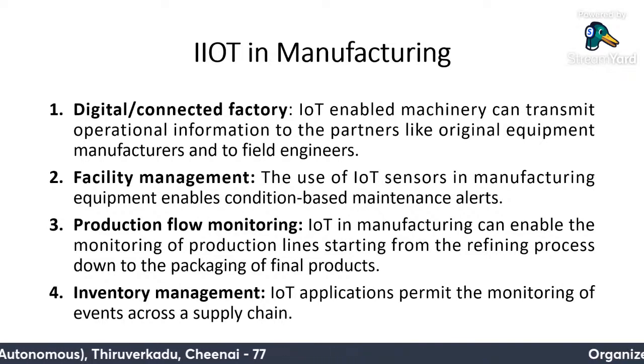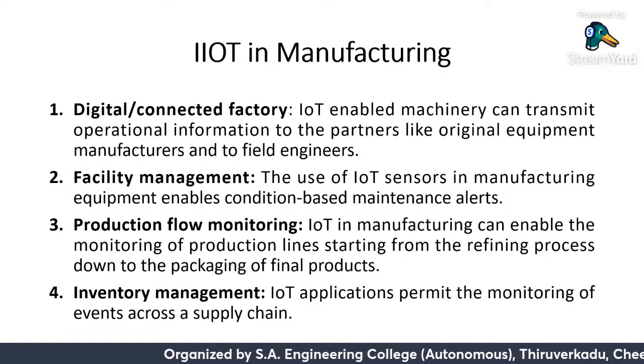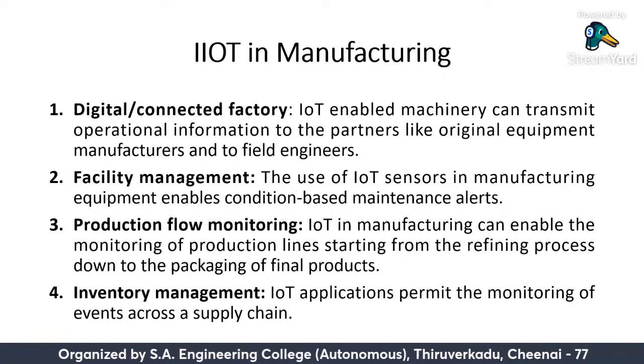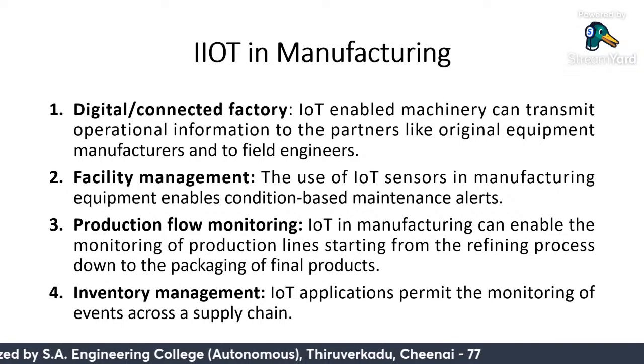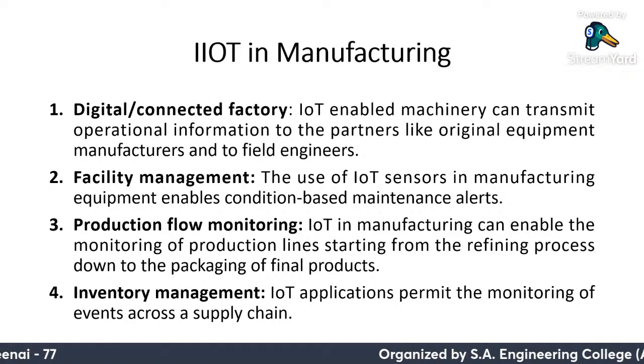Production flow monitoring can enable the monitoring of product lines, such as conveyor belts. In many industries, conveyor belts are used for carrying the raw materials or the manufactured products, so that if there is any defect in the raw material or in the manufactured part, it automatically senses and removes the defective products. So it may be a useful technology in product flow monitoring.